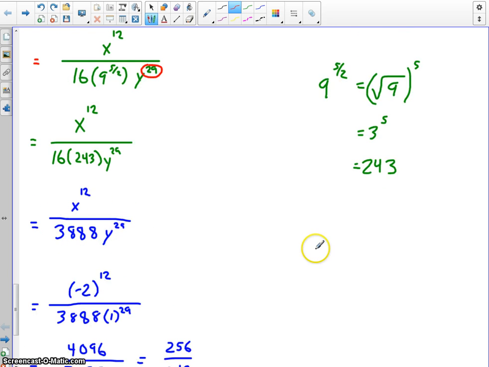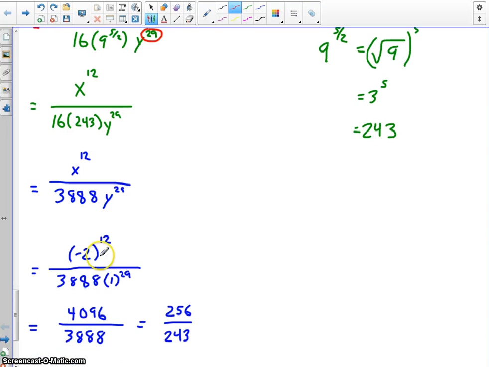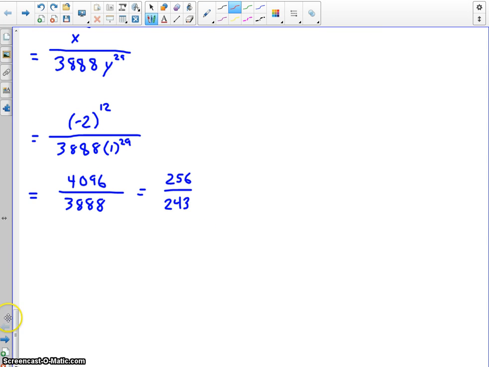So then now I can actually put in x equals negative 2 and y equals 1. So I get negative 2 to the 12 over 3,888 times 1 to the exponent 29. 1 to the exponent 29 is just 1, so that part goes away nicely. Negative 2 to the exponent 12 is 4,096. So I get 4,096 over 3,888, which simplifies into 256 over 243. Okay, so there's a lot going on in that one.